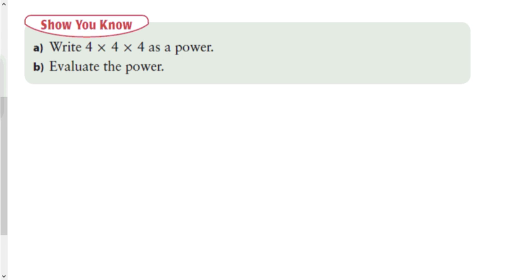So our first exemplar that we can use to guide us through the questions in section 3.1 says write 4 by 4 by 4 as a power. So we're given repeated multiplication, and we're asked to write that as a power. So what is 4 by 4 by 4 as a power? Well, since 4 is being used in repeated multiplication, that's going to be my base. And since there are 1, 2, 3 of them, the exponent will be 3, so 4 cubed.